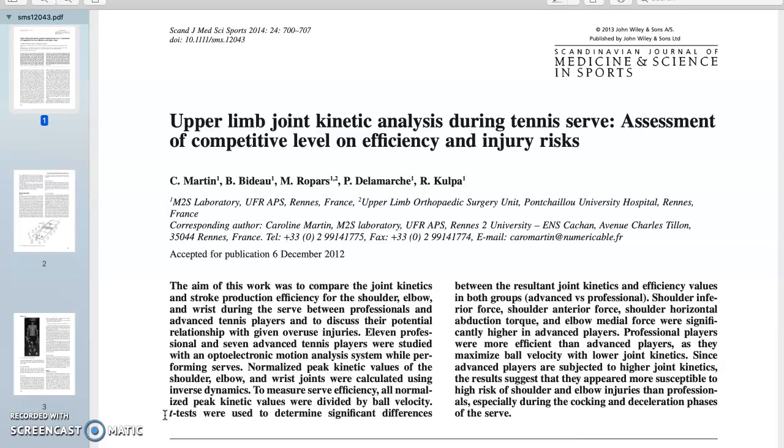When it looks at a tennis serve, we may look at placement, we may look at power, we may look at spin. There are so many attributes to consider in the tennis serve. So this is just an example with tennis in general.